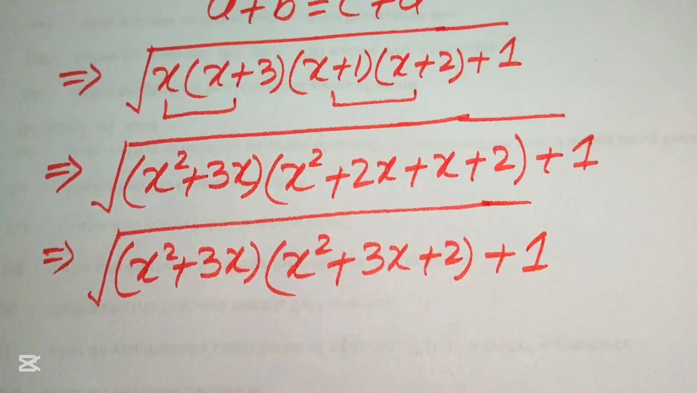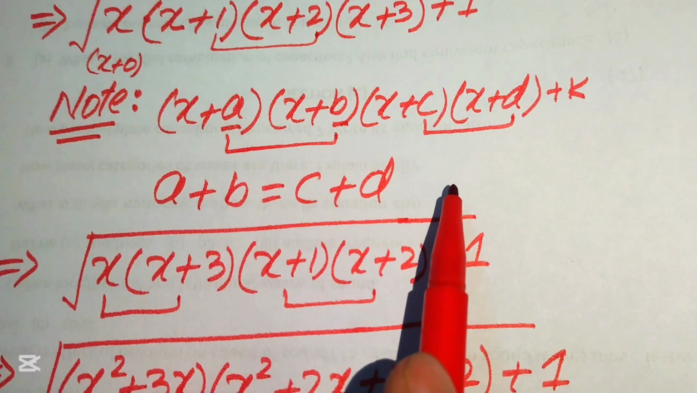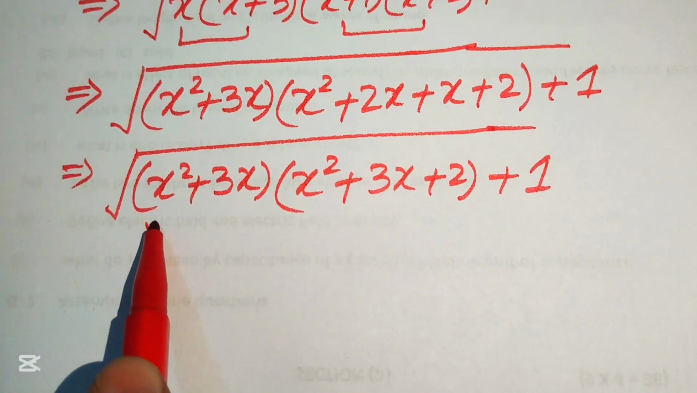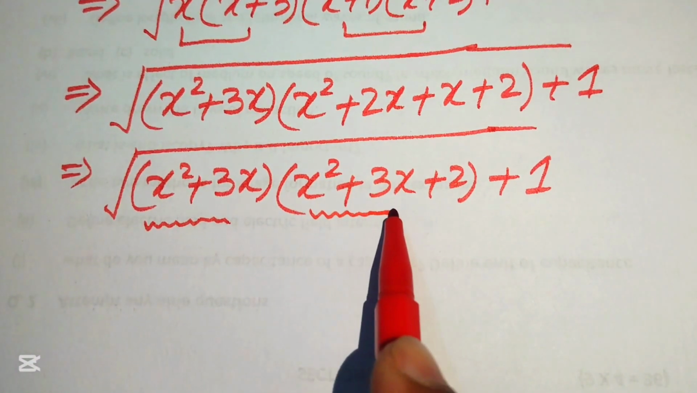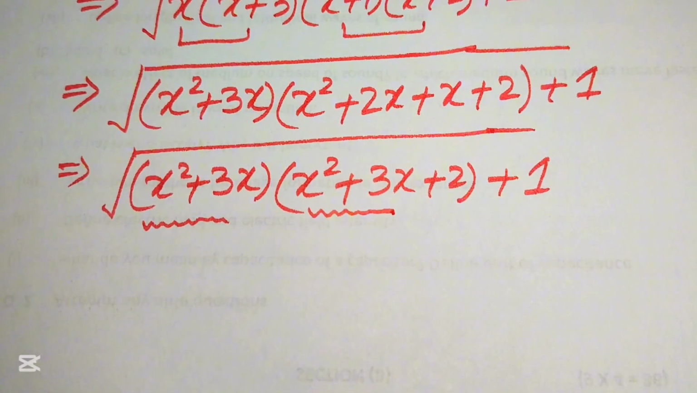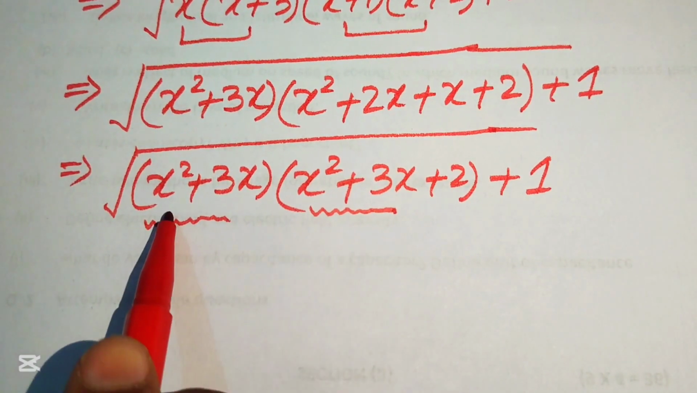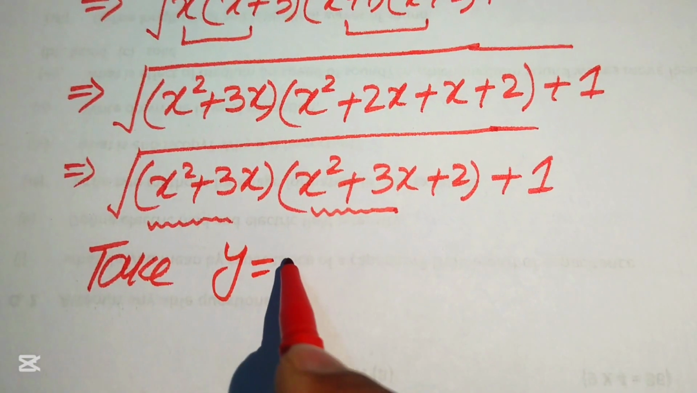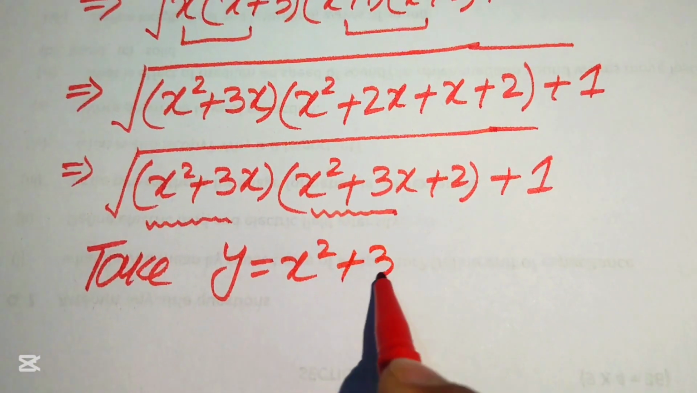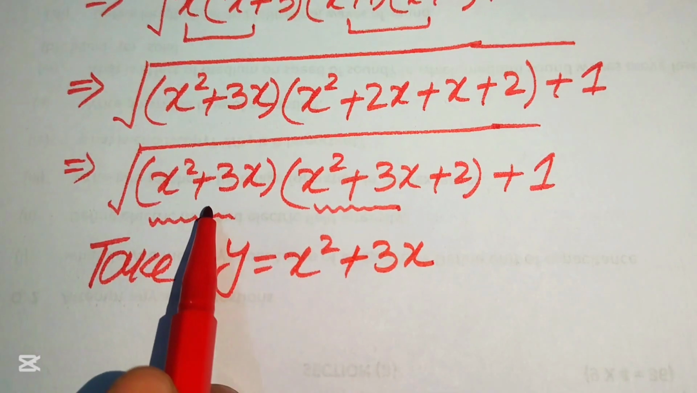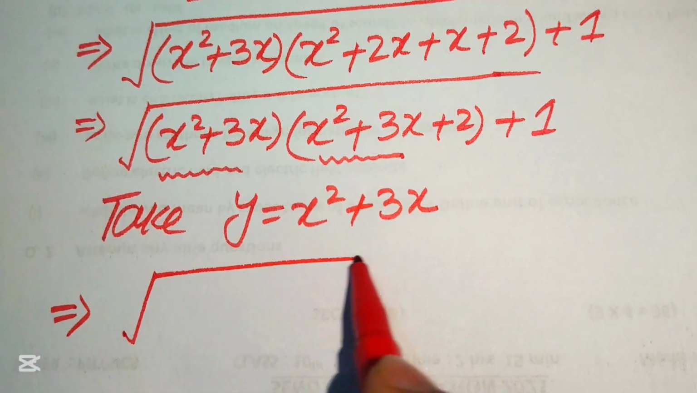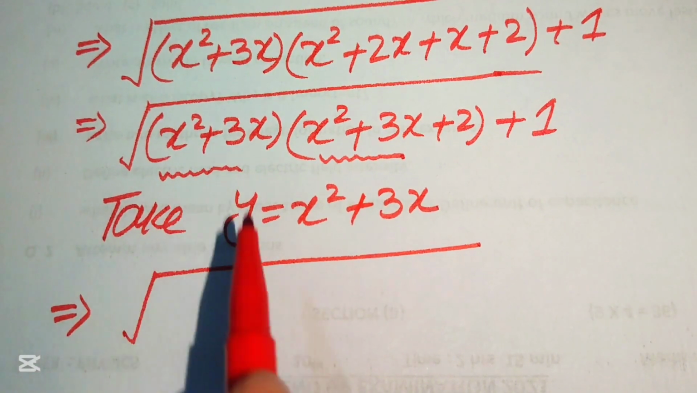Here you remember one thing: if you can apply this rule correctly in these factors, then in each of this type of question you always get these two terms the same. Okay, so here these two values are the same, so now we need to take y equals x square plus 3x, so that our above expression is written as, we need to put this value equals to y.